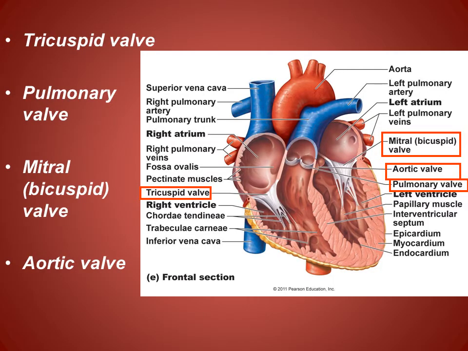There are 4 different valves that are associated with the heart itself. You have the tricuspid valve, which is located between the right atrium and the right ventricle. You have the pulmonary valve that is located between the right ventricle and the pulmonary trunk. You have the bicuspid valve, also known as the mitral valve, that is between the left atrium and the left ventricle. And then you have the aortic valve, which is between the left ventricle and the aorta.